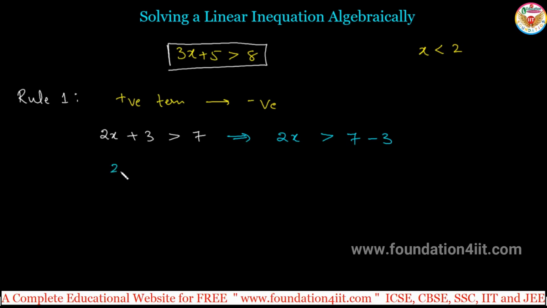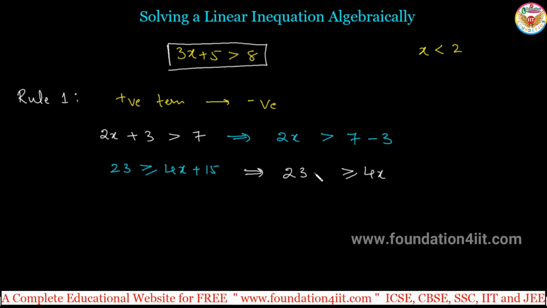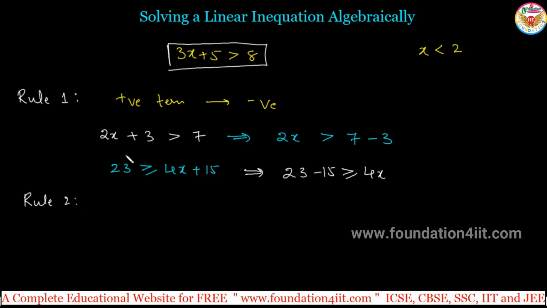Take another example: 23 is greater than or equal to 4x plus 15. Here 15 is the positive term. If you transpose it from one side to the other side, this 15 becomes minus 15. The sign will be changed. That is, a positive term becomes negative. Rule 2 is just the opposite of the first one.